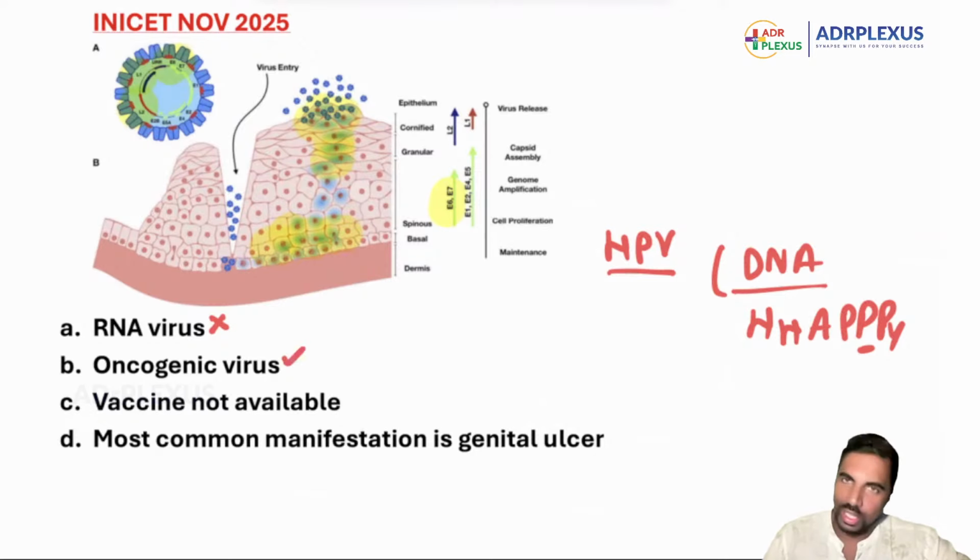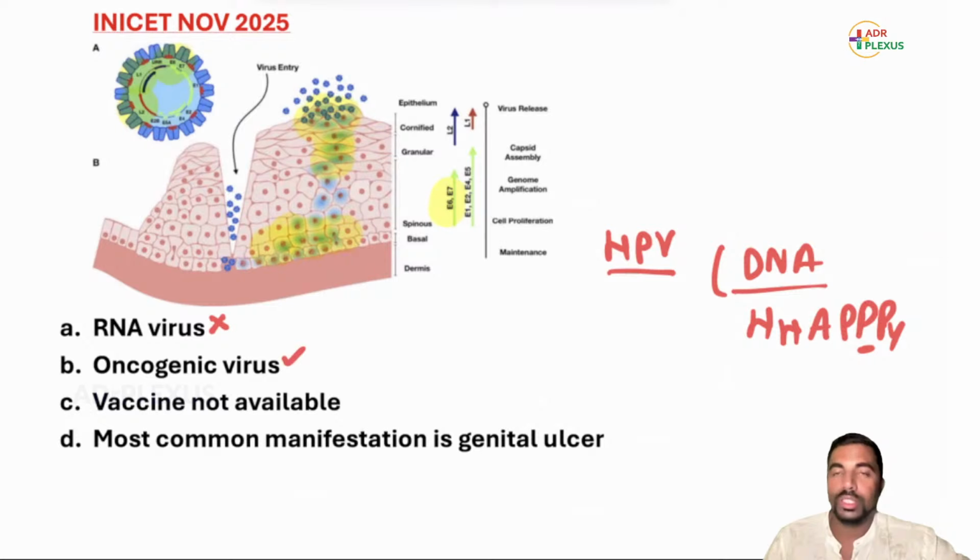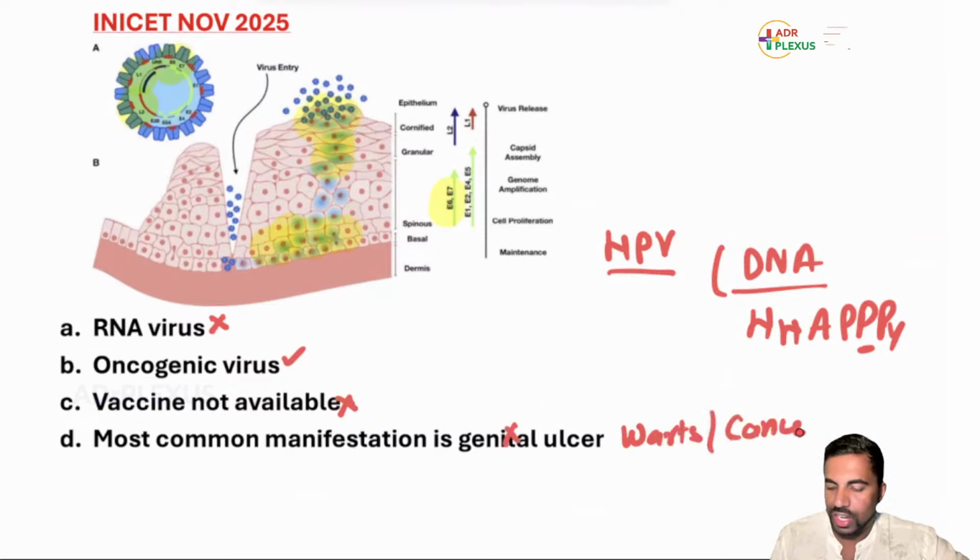Vaccine not available? That is wrong because vaccine is the main thing here. We discussed HPV very much. Gardasil, Cervarix are there, so vaccine not available is a wrong option. Most common manifestation dental also definitely not. It is warts or cancer, usually cervical cancer, right? A big cancer on the list, so HPV is always expected.